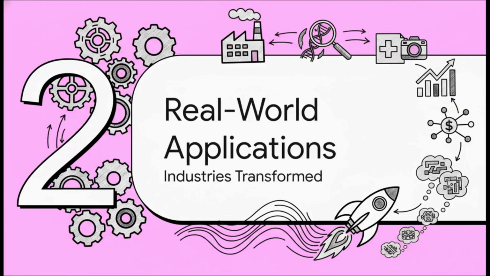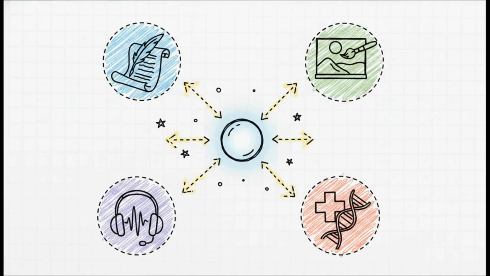Moving right along to Section 2, Real-World Applications. The practical scope of these generative models across different industries is absolutely staggering. In content creation, large language models are writing essays, reports, even generating code from just a few words. In art and design, diffusion models are completely transforming visual creativity by generating incredibly high-fidelity images. In audio, AI is composing original music and mimicking vocal timbres.